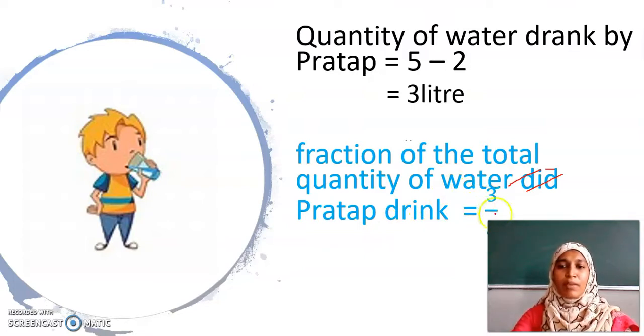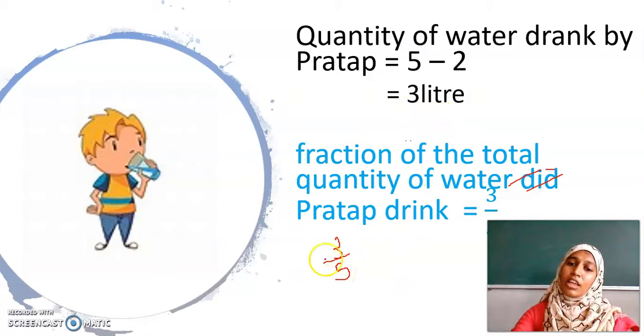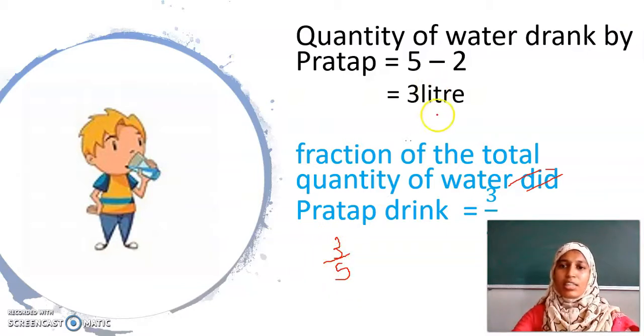It is 3 by 5. You should not mention that fraction as liters. Be clear, this is a fraction. You should not say 3 by 5 liters. When I calculate liters, it should be liters. This 3 by 5 is 3 by 5 of 5 liters he drank. Is it clear? There is a difference between 3 by 5 and this 3 liters. Hope it is clear, my dear children.